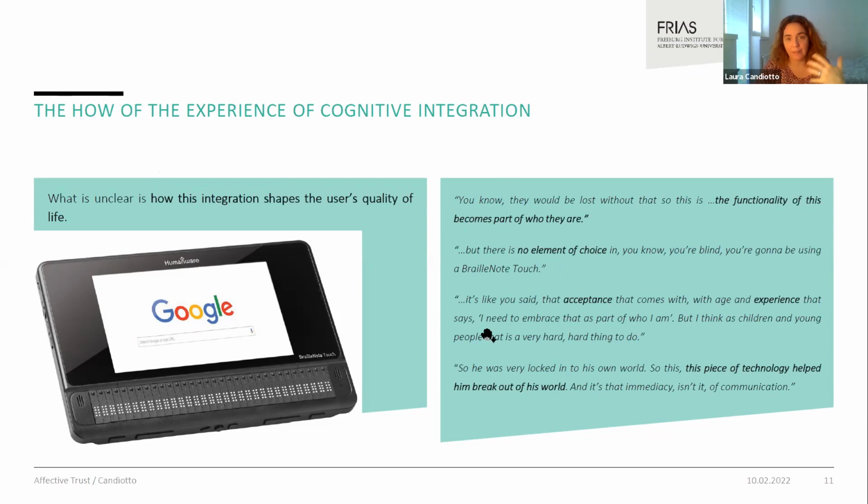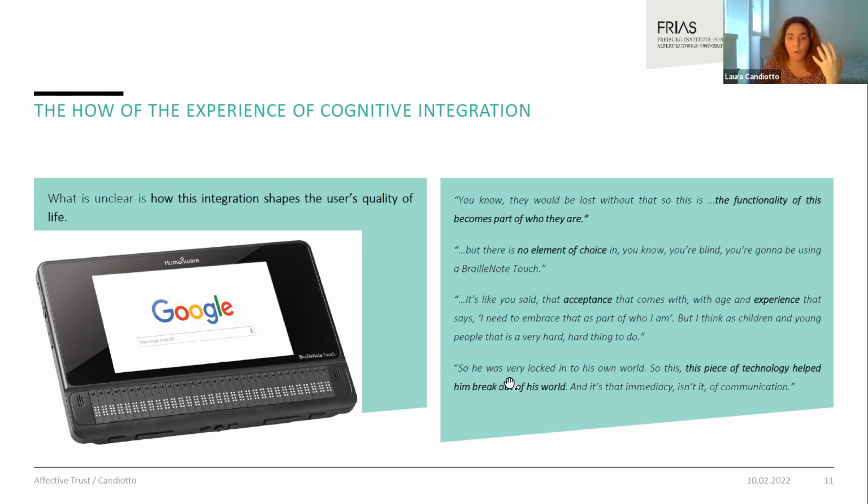And here it is quite interesting, in the process of transition from using a tool to being fully integrated with it: "It's like you say, that acceptance that comes with age and experience that says, I need to embrace that as part of who I am. But I think for children and young people, this is a very hard thing to do." This comes from a professor who also has visual impairments. And so he spoke very well about this transition and the need that at some point you accept that you need to use this tool, but accepting this also reframes the concept of the self, and it becomes part of who I am again. And this is important also in terms of the quality of life of the person.